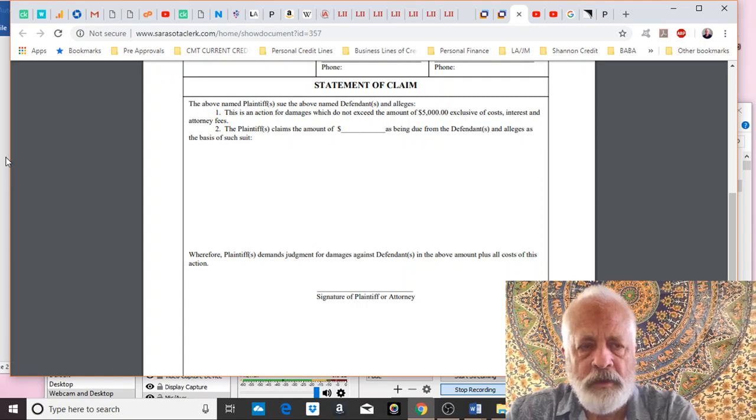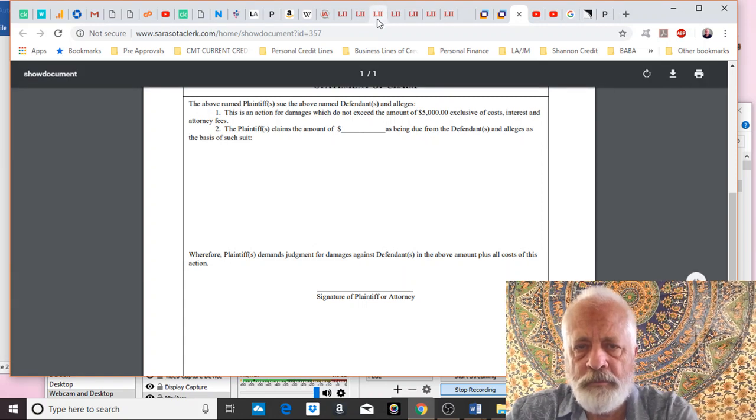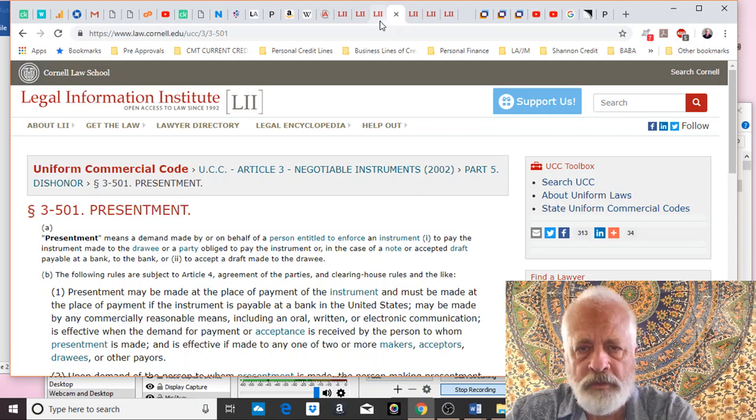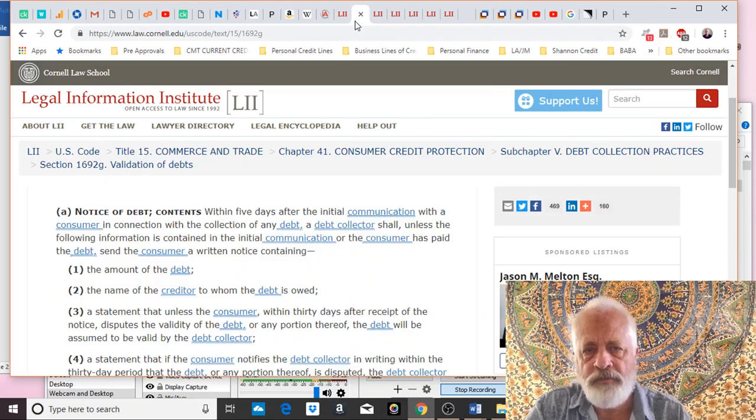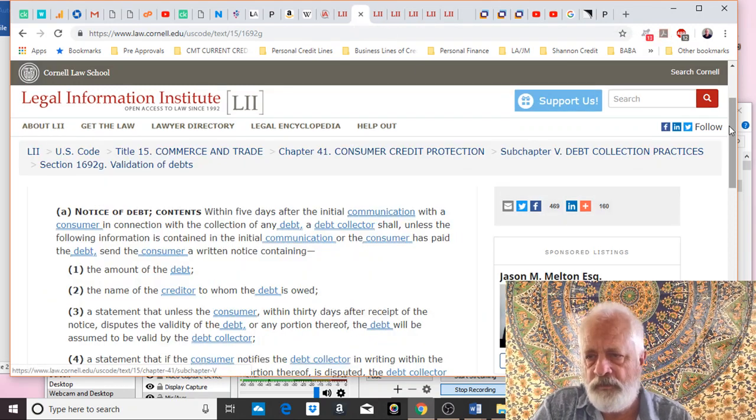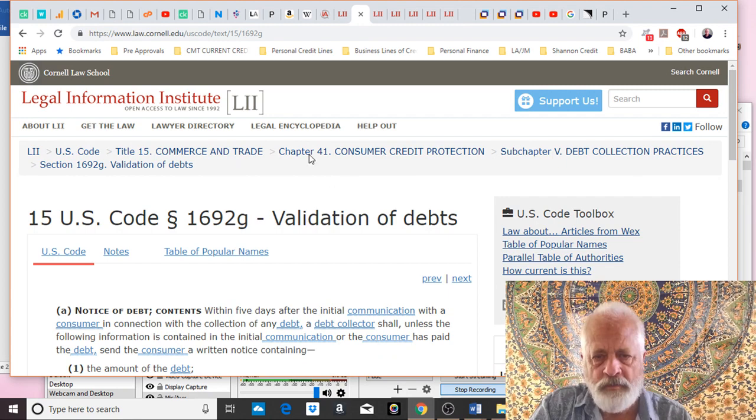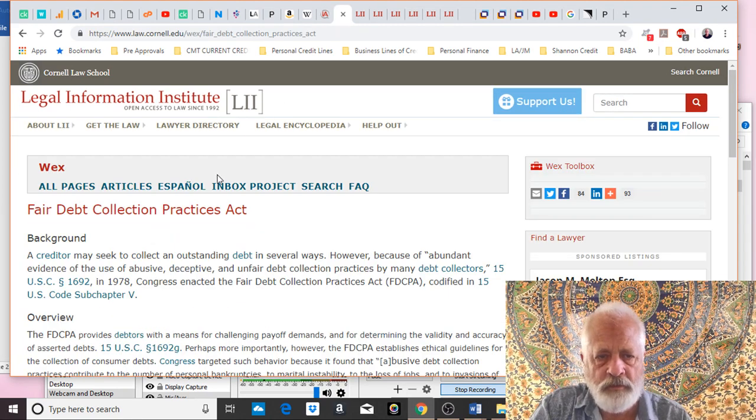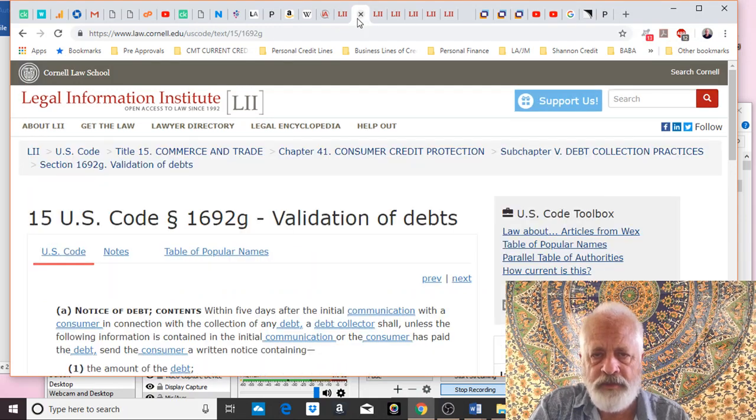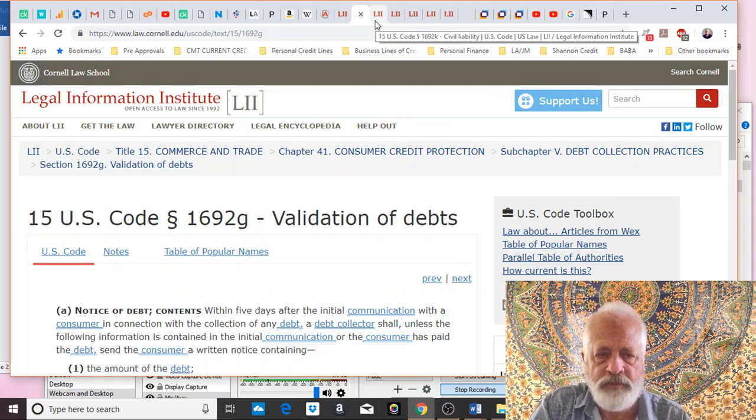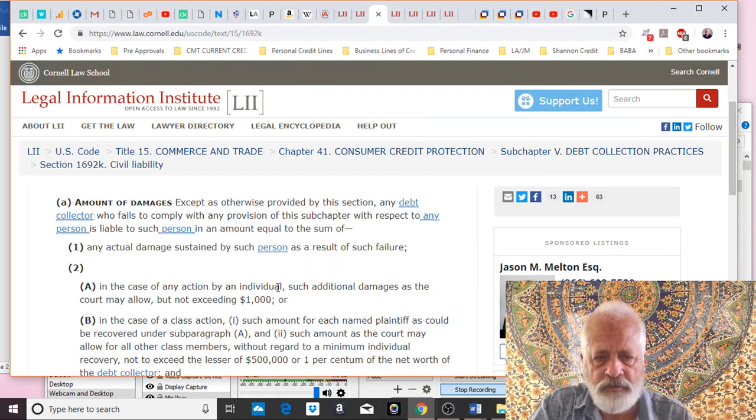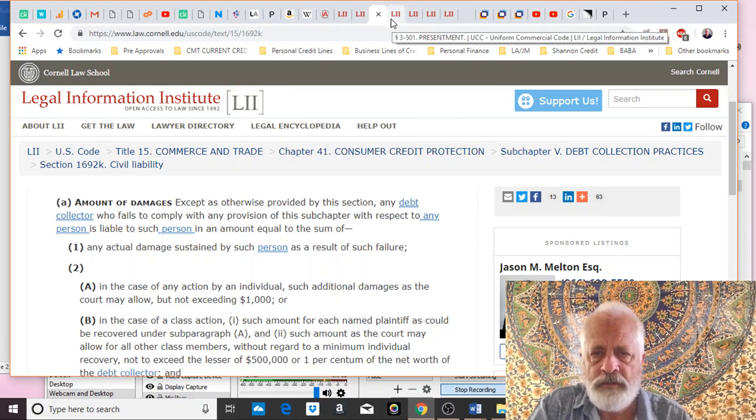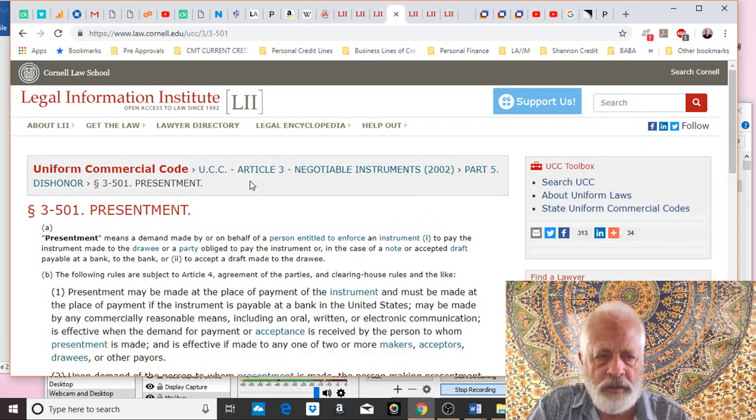Okay, so let's run through this. You can put these two laws as exhibits, right? This one is validation of debts, the Fair Debt Collection Practices Act. You can get validation of debts, which is from the Fair Debt Collection Practices Act. Make a copy of this as an exhibit. There's $1,000, right? Then you make a copy of this.